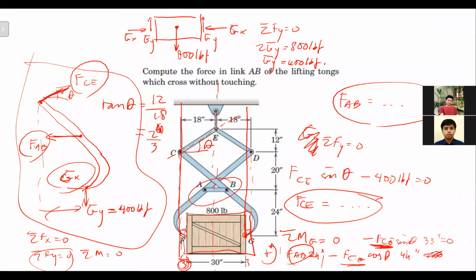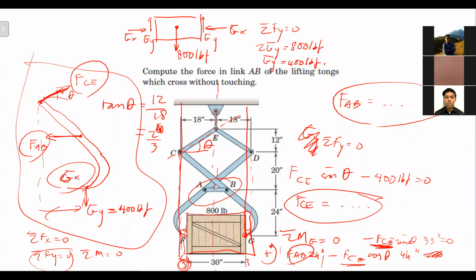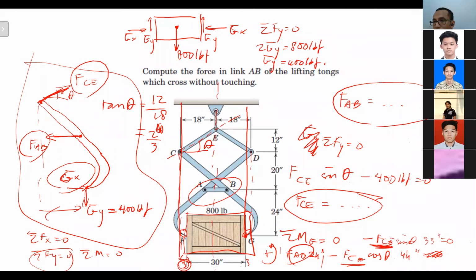Okay. Sir, I have a question. From where do we get 33 in FCE sin theta? Sorry, I don't get it. From where do we get 33 in the equation, FCE sin theta multiplied by 33 inches like that? Why do we get 33? Yes, sir, 33. Okay, so yes, basically like this.